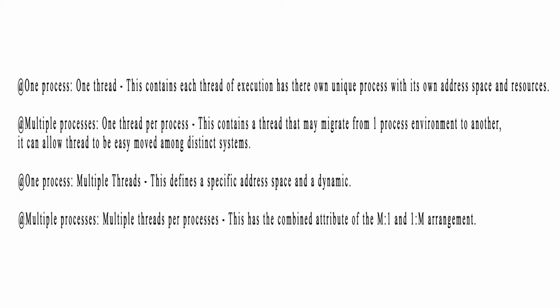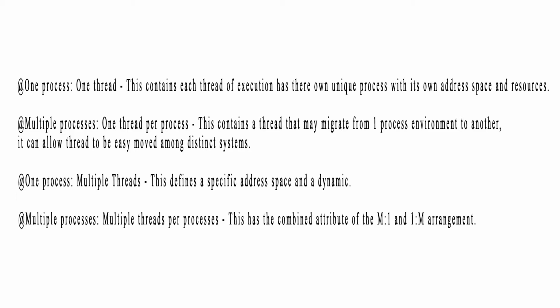The next one is multiple processes and one thread per process. This contains a thread that may migrate from one process environment to another. It allows a thread to be easily moved among distinct systems, depending on what kind of distinct systems they are. Another is one process and multiple threads. This defines a specific address space and a dynamic.